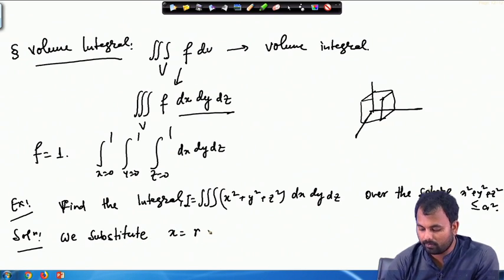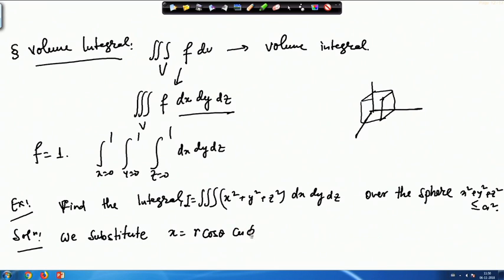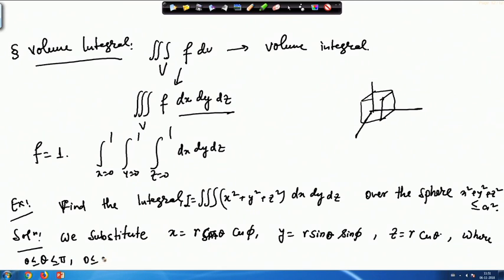So, we substitute x equals r sin theta cos phi, y equals r sin theta sin phi, and z equals r cos theta, where theta would vary from 0 to pi, phi would vary from 0 to 2 pi, and r would vary from 0 to a. We can see all those things from our spherical polar coordinate system.